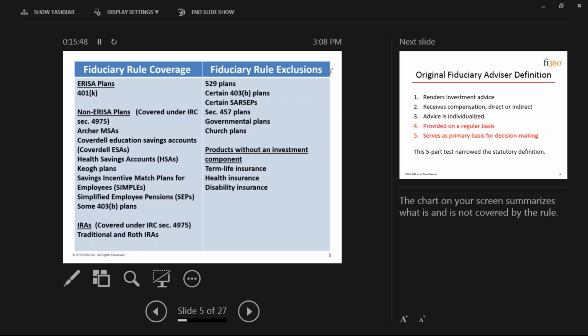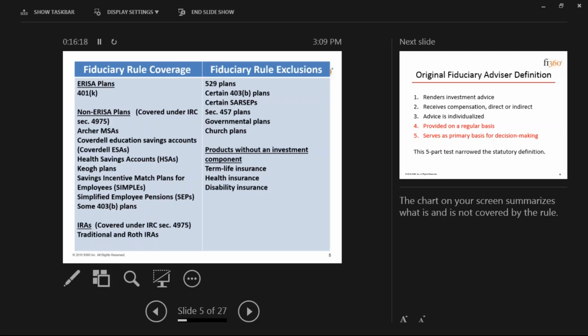IRAs, clearly covered, and this was a big deal. This was one area where there was a lot of pushback from the industry, those that felt that the DOL was overreaching by bringing the IRAs under this fiduciary umbrella that they had a purview over. So there was a lot of pushback on trying to prevent the rule from covering the IRAs as well, but that didn't happen, and it's clearly covered in the rule.